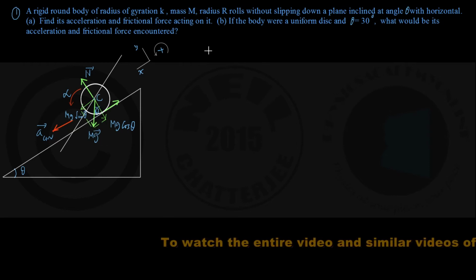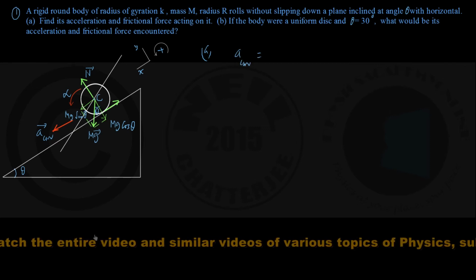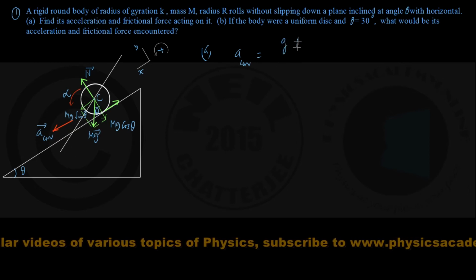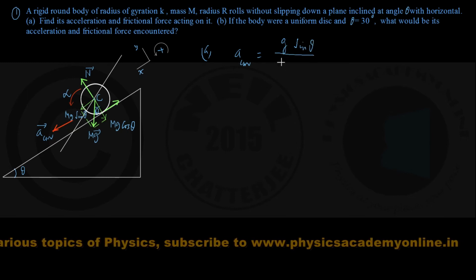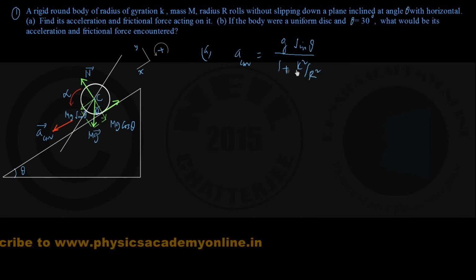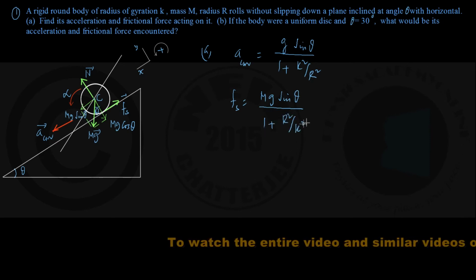So we already have seen in the first part of the problem that acceleration of center of mass is pointing downwards along this inclined plane, and its magnitude is given by g sine theta divided by 1 plus k square by r square, where k is the radius of gyration of this round body about this axis through the center of mass. We also found out that the frictional force encountered, this is Fs here, is given by m g sine theta divided by 1 plus r square by k square.